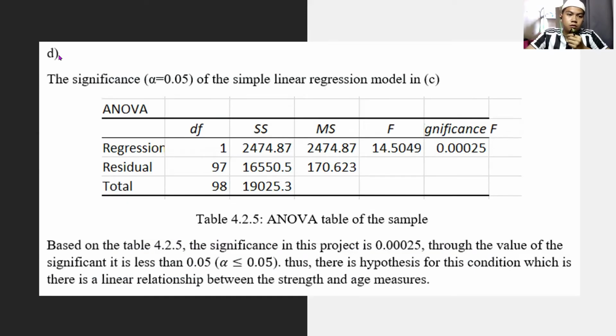So next we go for question D. The significance alpha equals 0.05. Based on table 4.2.5, the significance in this project is 0.0025. From this value, we can know that it is less than 0.05, which means there is a linear relationship between strength and age measure.